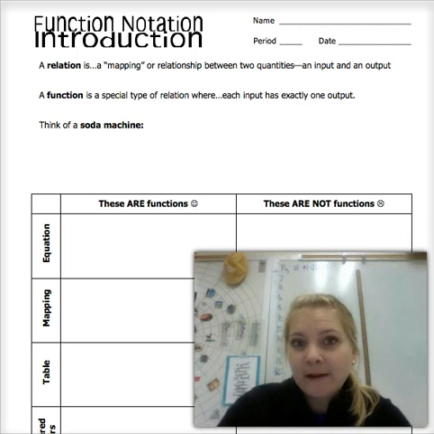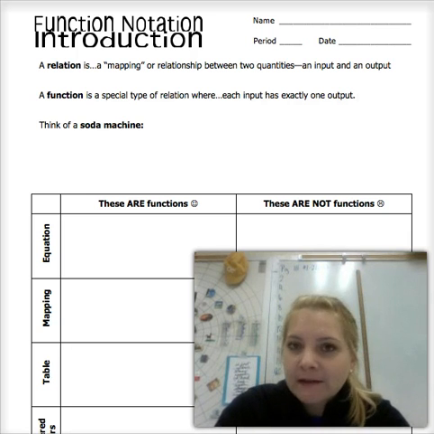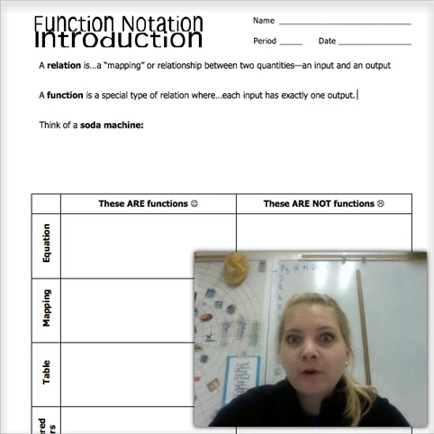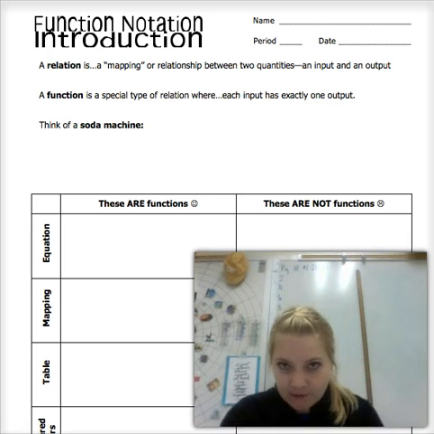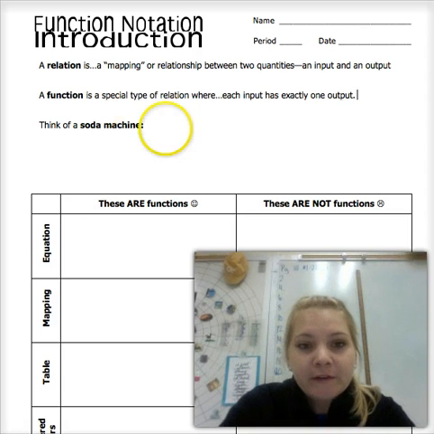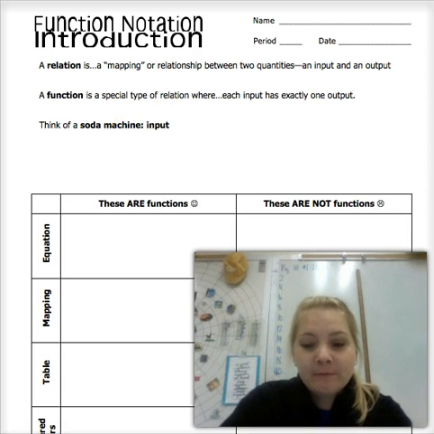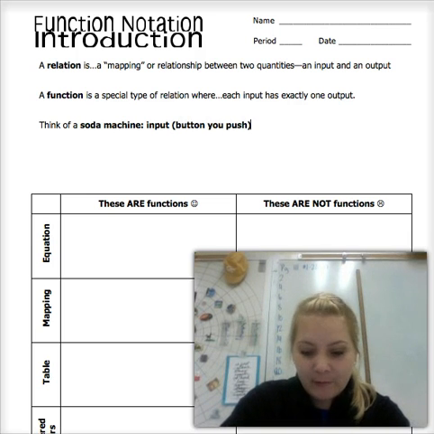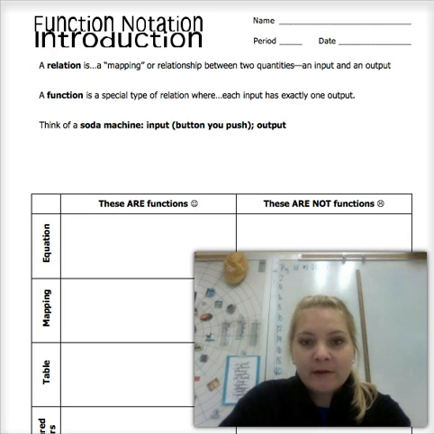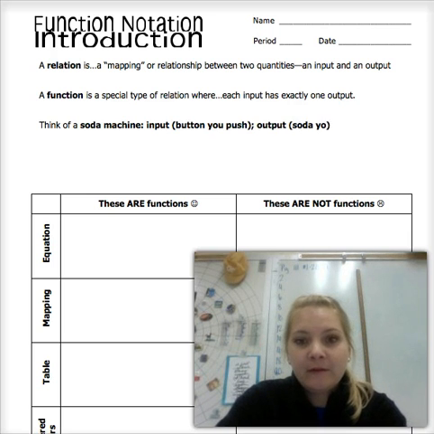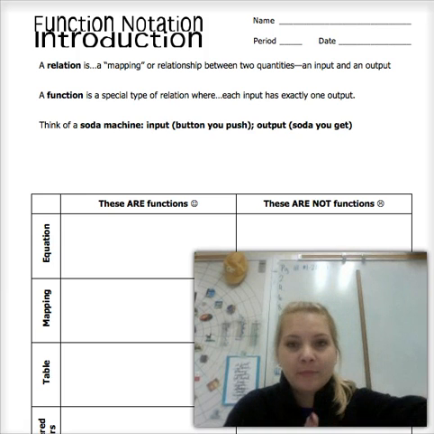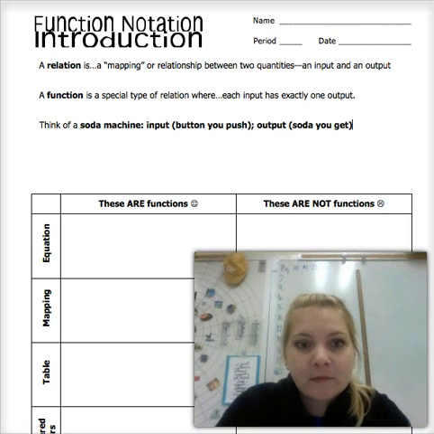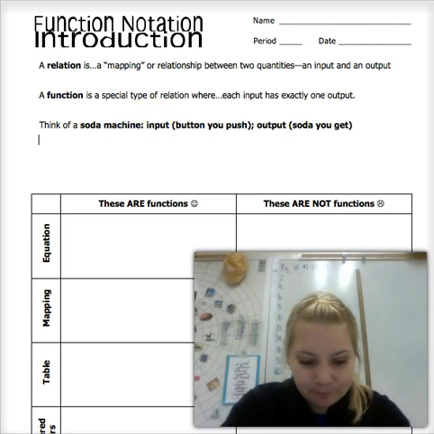And our next thing is think of a soda machine. So I want you to recall that time when we went as a class to the soda machine, and we watched how the soda machine works. You put in $1, you get out one soda. So for that particular soda machine, our input is the button you push. So that's what you put in. And the output is the soda you get. So your input, you push a button, and your output, you get that soda. So whichever soda you choose.